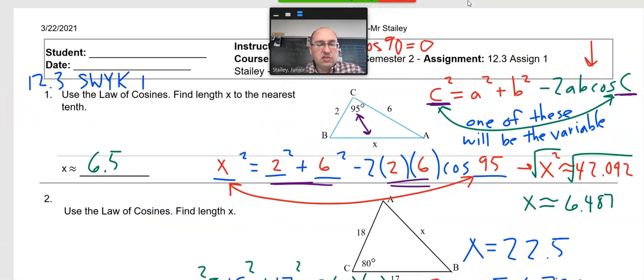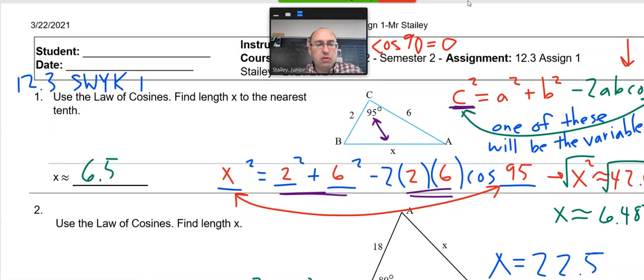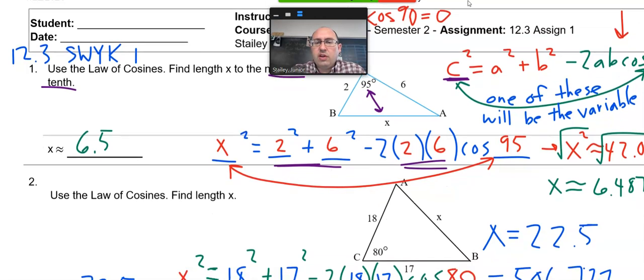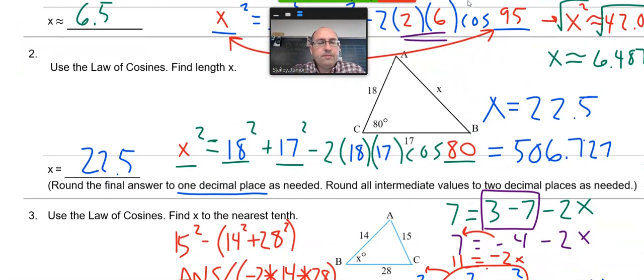Of course, you're going to have to take the square root afterwards and get 6.487. Which then leads us to the nearest tenth. That's what they said, nearest tenth. Always make sure you understand how Math Excel wants you to round. In this case, 6.5. Check that work on your calculator just to make sure you're doing it right, but you should get that value.